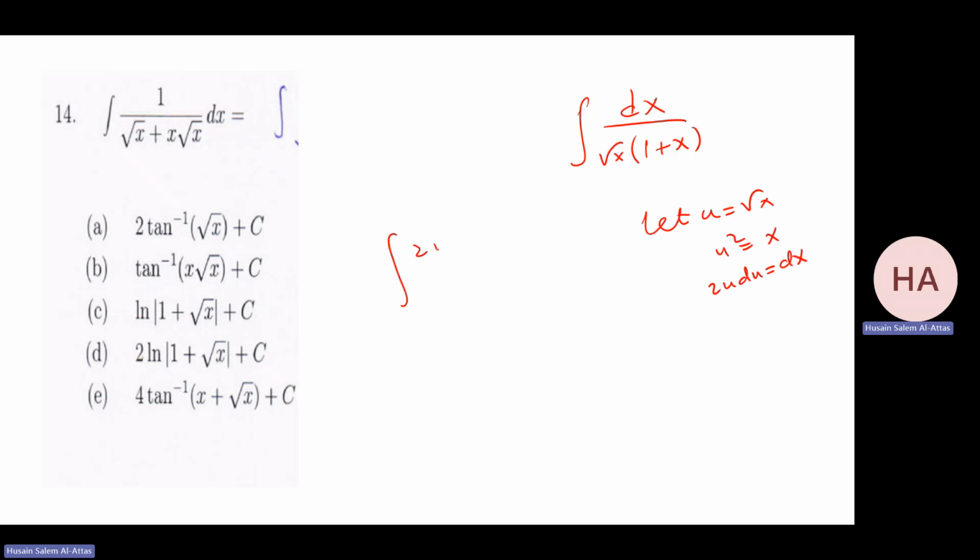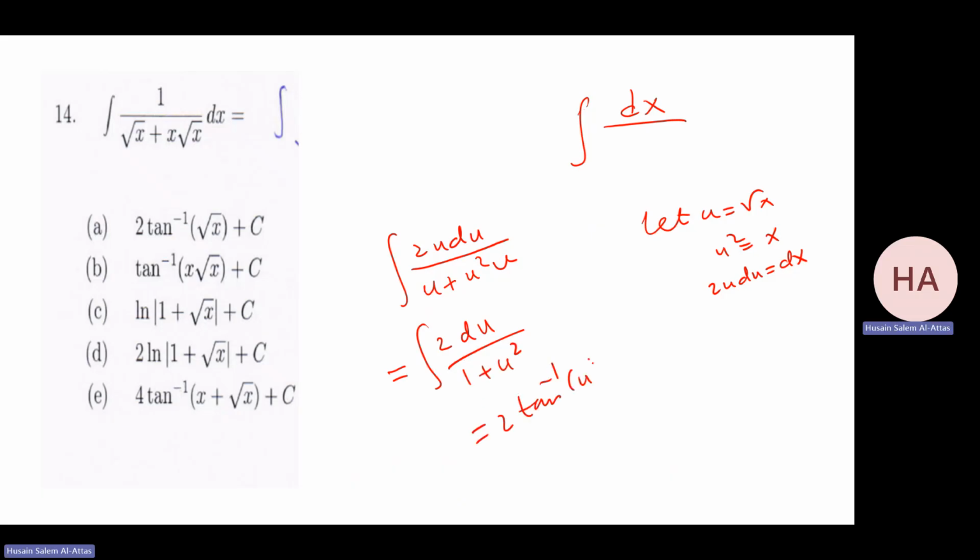So you write everything. That will be 2u du over, forget this, let me do it here, square root of x, which is u, plus u squared x. X is u squared, not u squared u. That will be 2 du. Take u common factor, that will be 1 plus u squared. So it's 2 tan inverse of u plus c, which is 2 tan inverse of square root of x plus c. And that will be the answer.